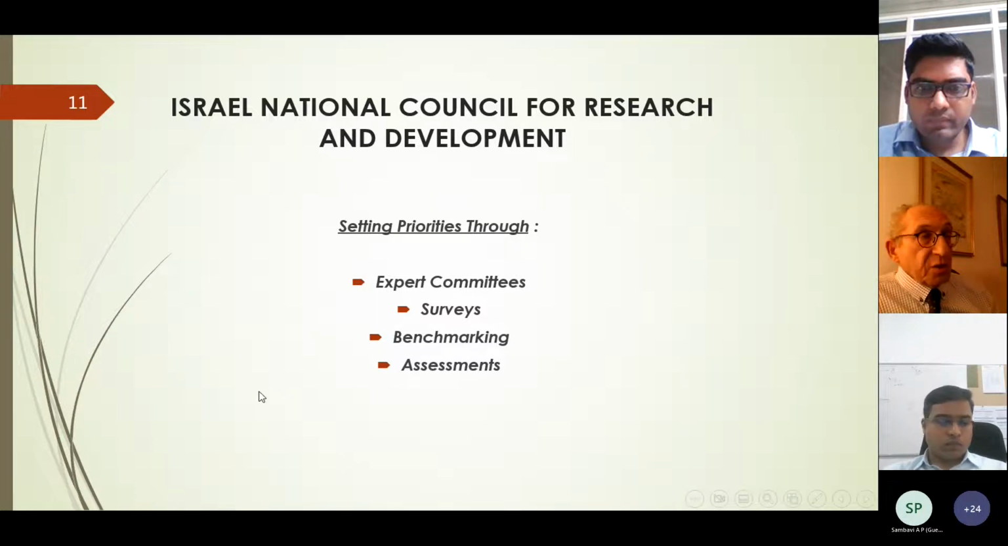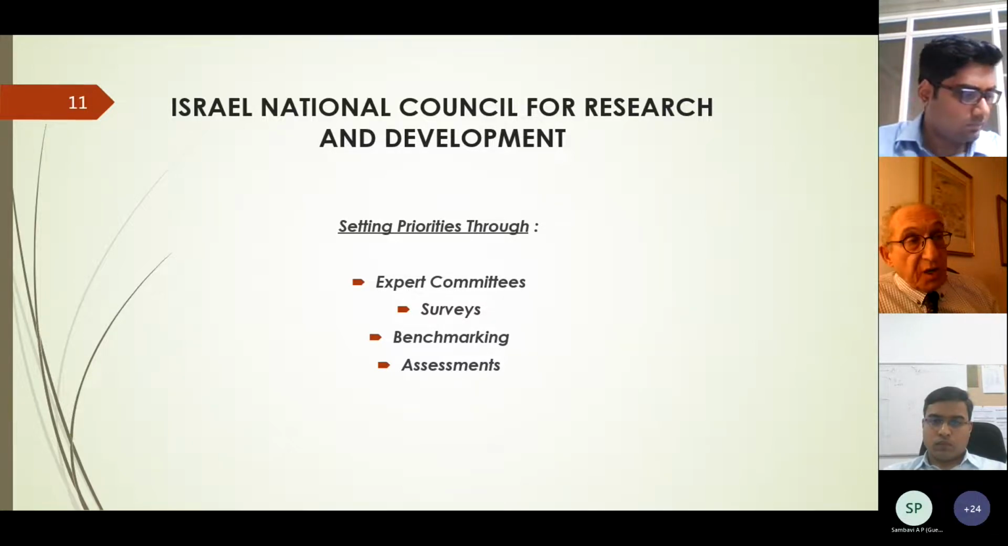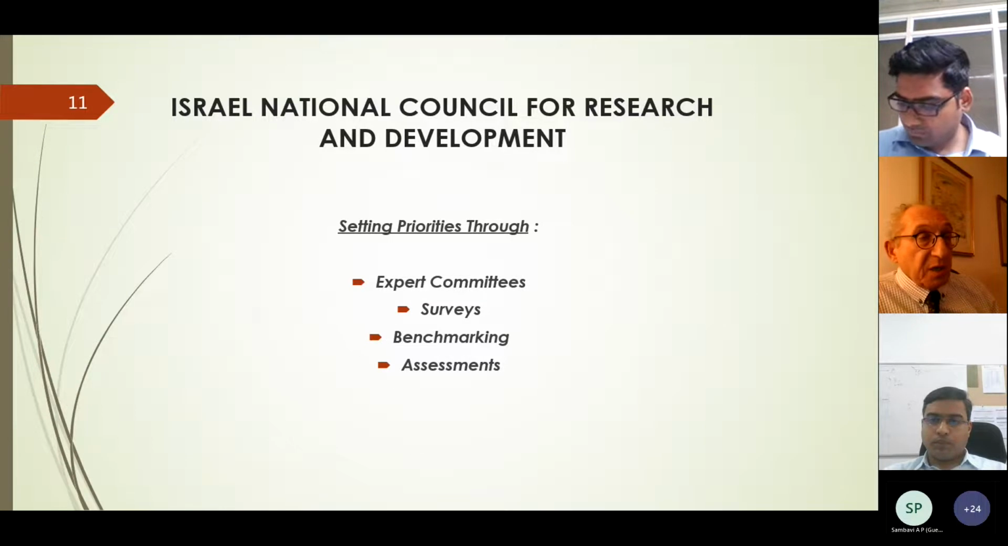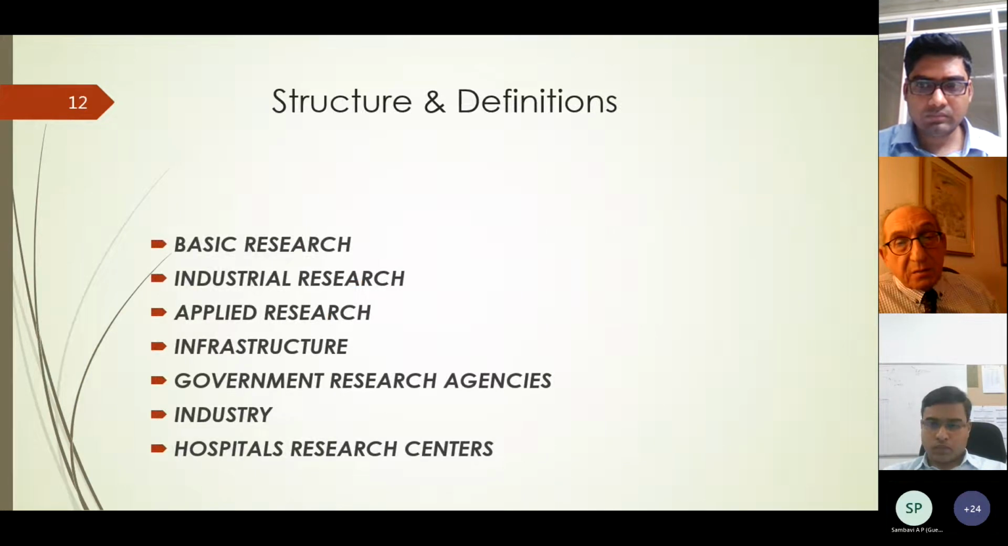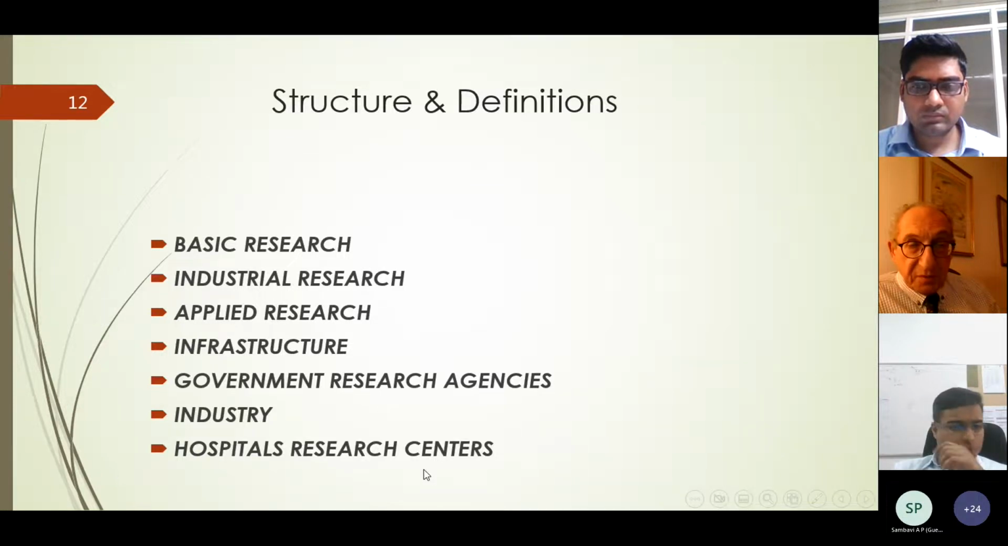So it includes the higher education sector, the industry sector, and of course the linkage between the industry and academia, and also government R&D, which is done by specific government entities, some companies like for oceanographic research, for agricultural research, and so on, which are part of government ministries. The Israeli Council is dealing with basic research, industrial research, applied research, infrastructure, government research agencies, industry, and others. Please, next slide.